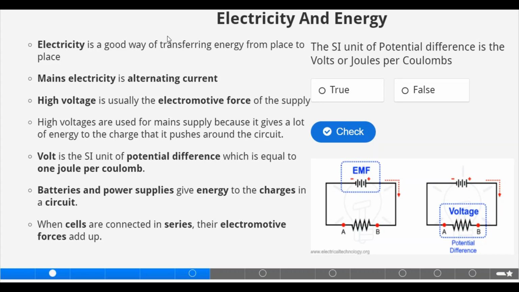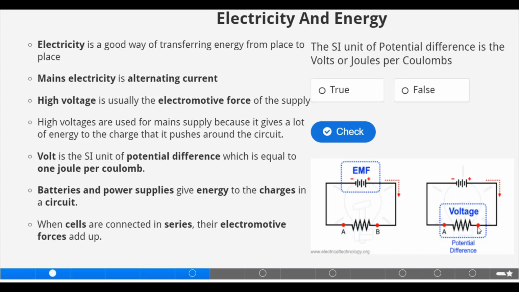Batteries and power supplies give energy to the charges in a circuit. When cells are connected in series, the electromotive forces, that is their voltages, will add up. Now look at this diagram here. The electromotive forces are being added up since the circuit has 3 cells, 1, 2, and 3. The other one on the right also has 3 cells, 1, 2, and 3.